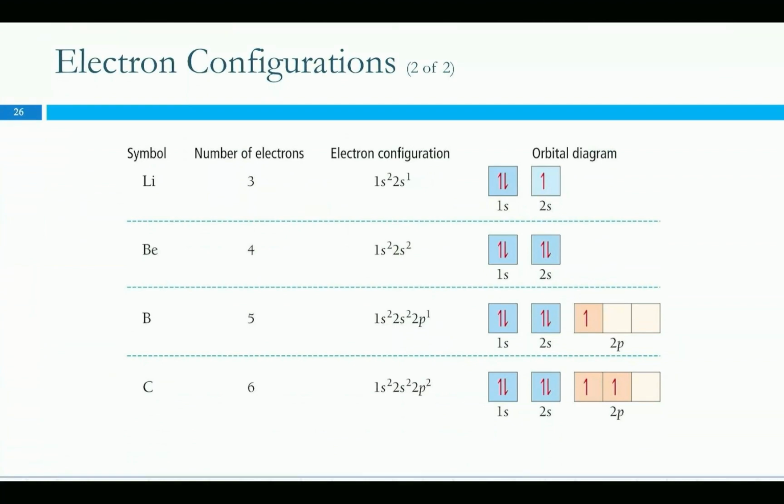So just a list of these. Some more examples: lithium, beryllium, boron, carbon. And if we want to do nitrogen, it'll be one more electron. Oxygen would be one more than that.